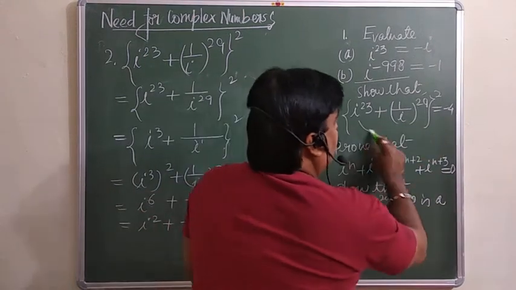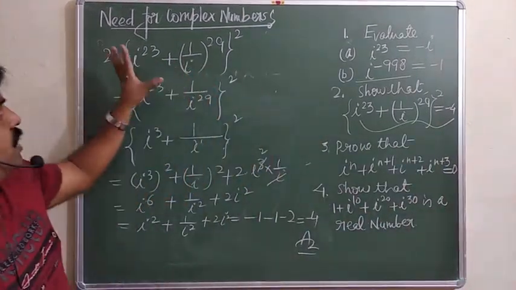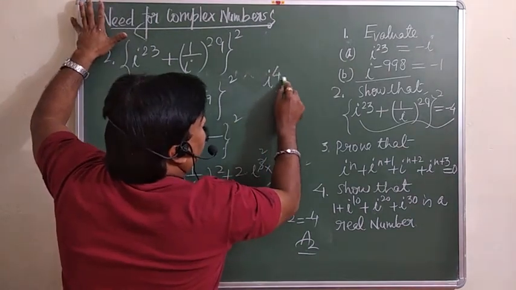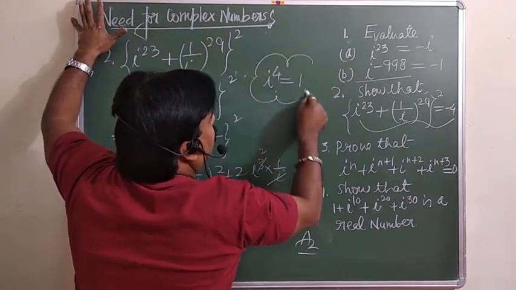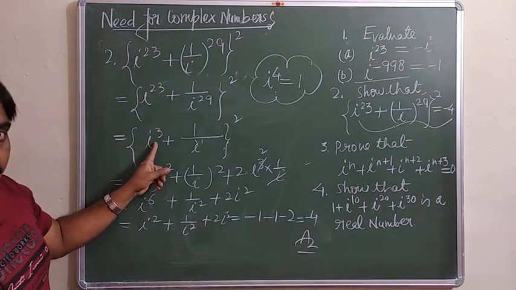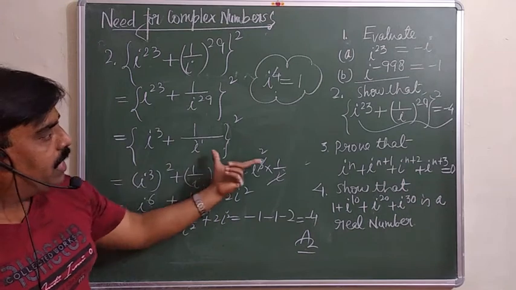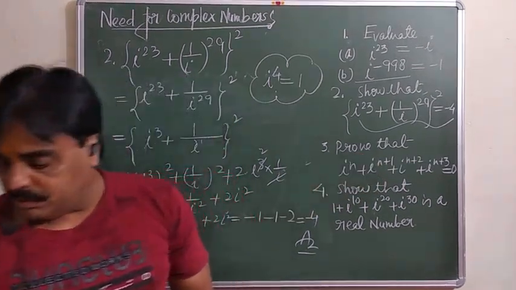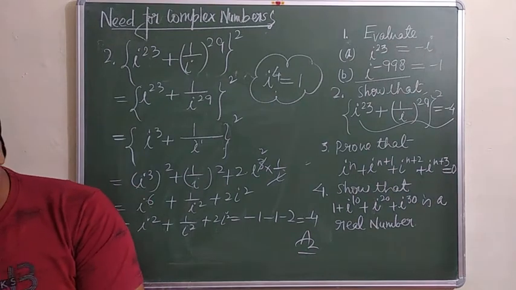Look here. Simply nothing else is needed; you have to divide by 4, because we know that i raised to power 4 is always equal to plus 1. So you are supposed to divide by 4, write the remainder here, and then simply solve as usual. Now see, this is question number 3. Look at question number 3 now.